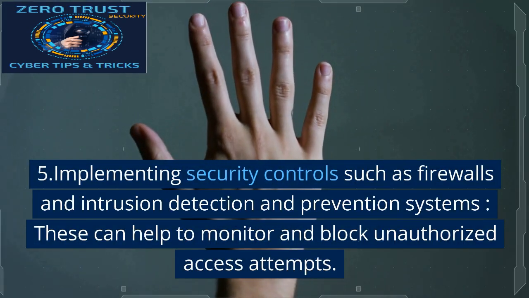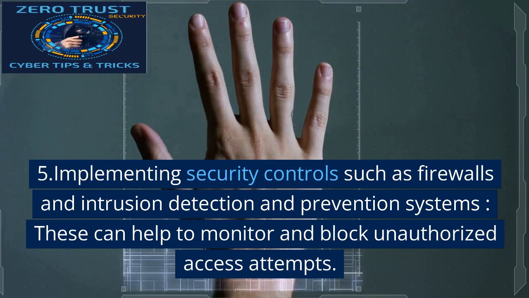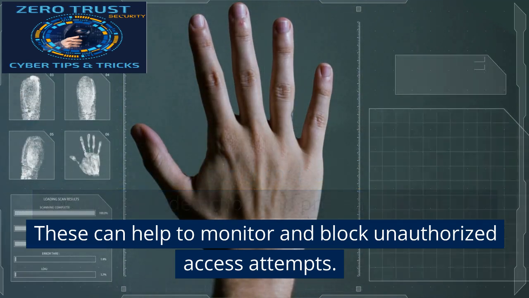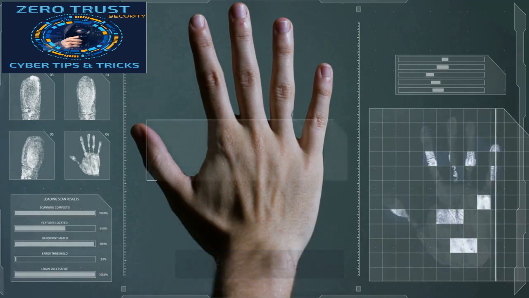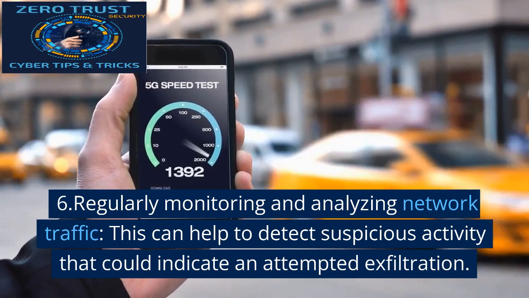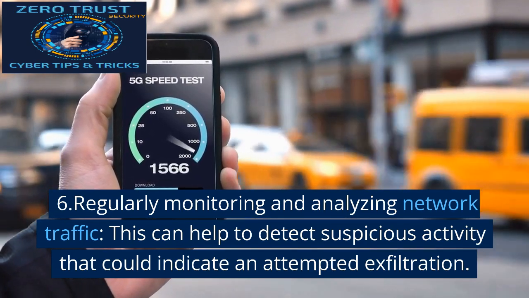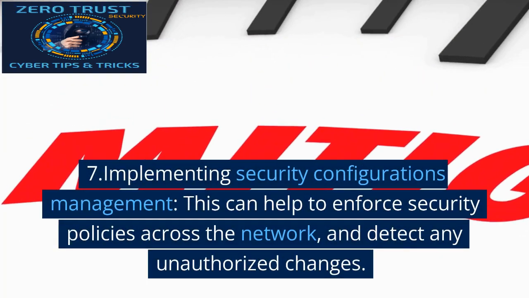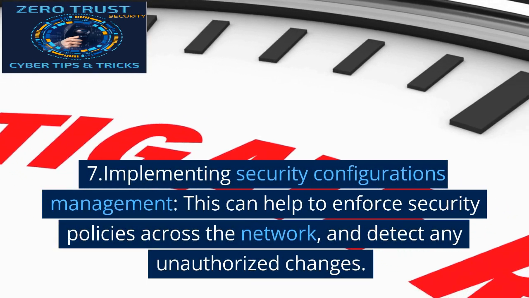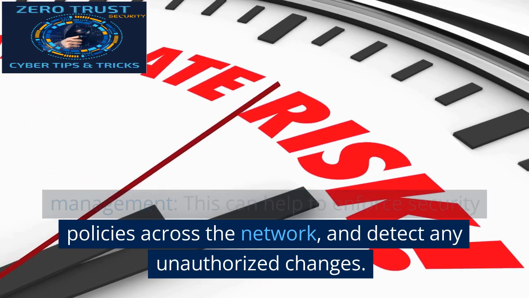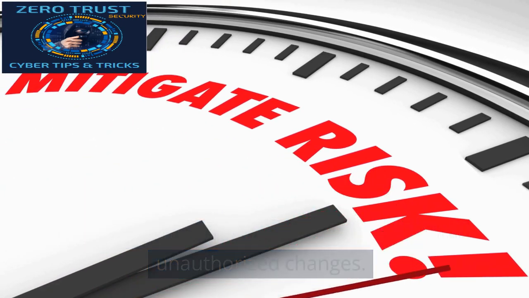5. Implementing security controls such as firewalls and intrusion detection and prevention systems. These can help to monitor and block unauthorized access attempts. 6. Regularly monitoring and analyzing network traffic. This can help to detect suspicious activity that could indicate an attempted exfiltration. 7. Implementing security configurations management. This can help to enforce security policies across the network, and detect any unauthorized changes.